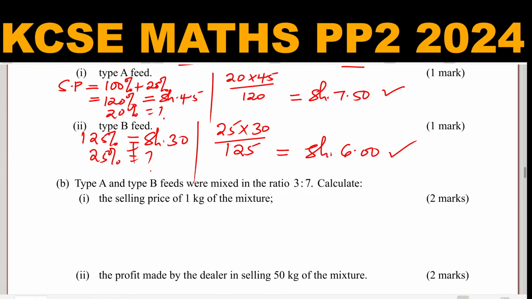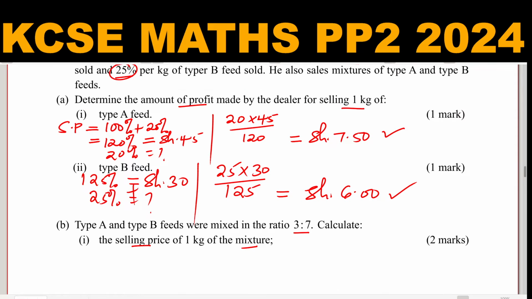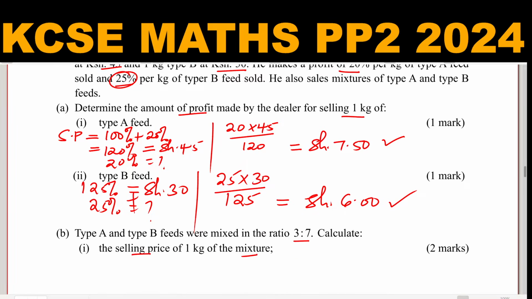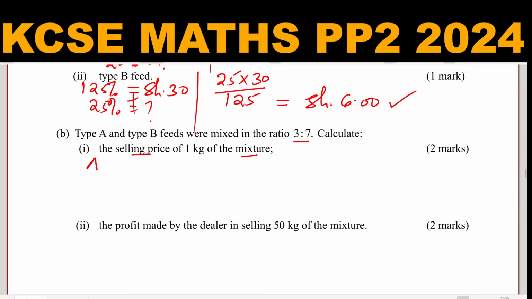Type A and type B feeds were mixed in the ratio 3:7. Calculate 1) the selling price of 1 kg of the mixture. Now, because you already know from the first part of the question the selling price for type A, which is 45, and type B, which is 30, then you have the ratio.